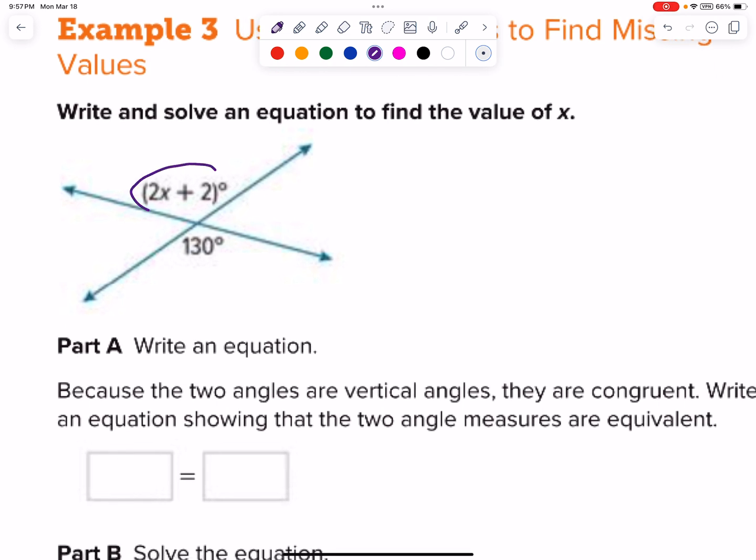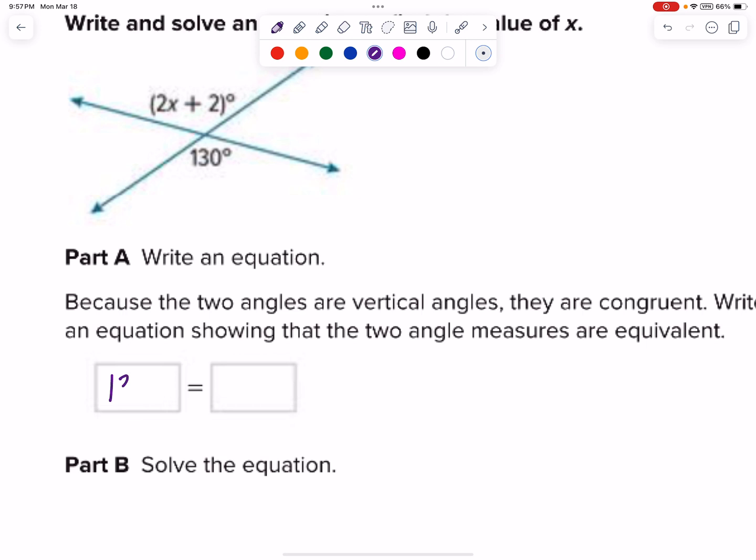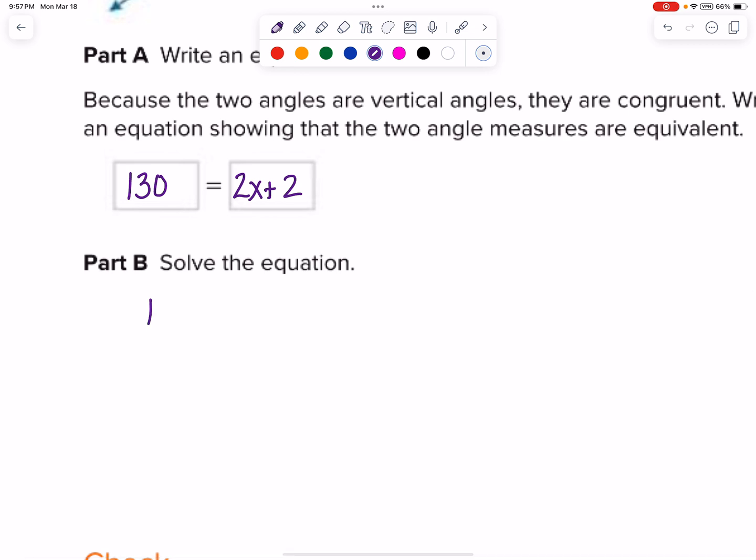We know that this is 130 because it's a vertical angle with this one, which is 130. Okay, so we can go ahead and create our equation. So we can say, well, 130 equals 2x plus 2. And then we can go ahead and solve our equation. So let's just rewrite it here. And go ahead and separate your workspace. And away we go. So subtract 2 both sides. We're doing opposite order of operations.